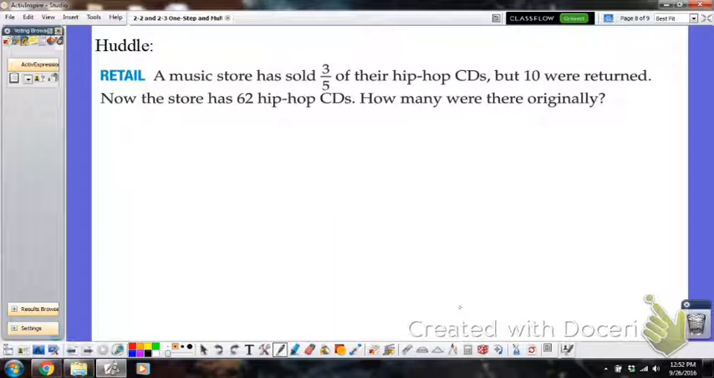So here we have a word problem. We're dealing with retail. A music store has sold 3/5 of their hip-hop CDs, but 10 were returned. Now the store has 62 hip-hop CDs, and how many were there originally? So go ahead and pause the video, write an equation and solve it, and then unpause it whenever you're ready for the solution.